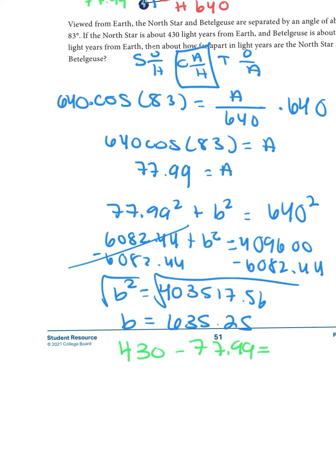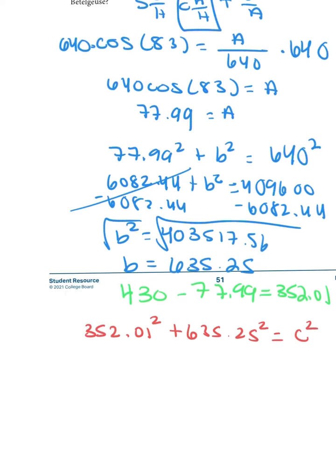430 minus 77.99, I get 352.01. So this right here is 352.01. So now that's a right triangle. I can actually use the Pythagorean theorem now. I can do 352.01 squared plus 635.25 squared is equal to c squared, and solve for c. And I'm gonna let you guys do that, okay?